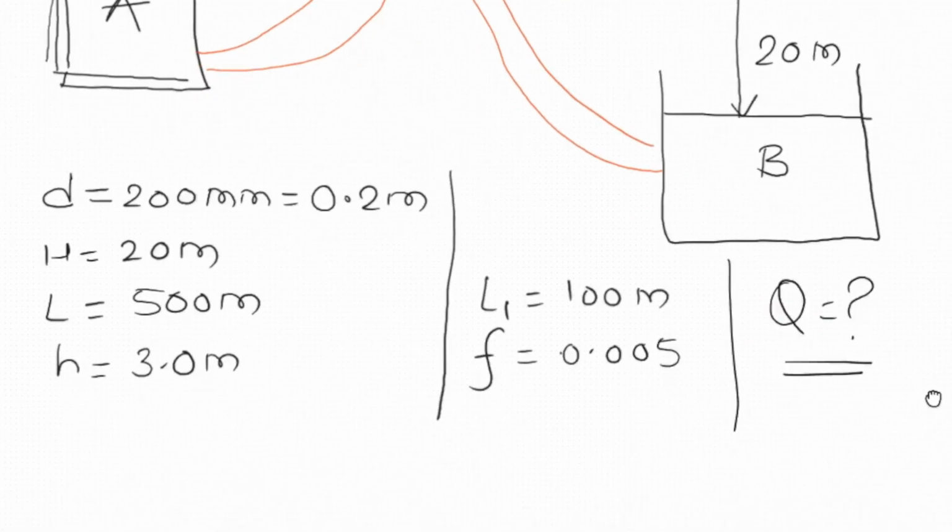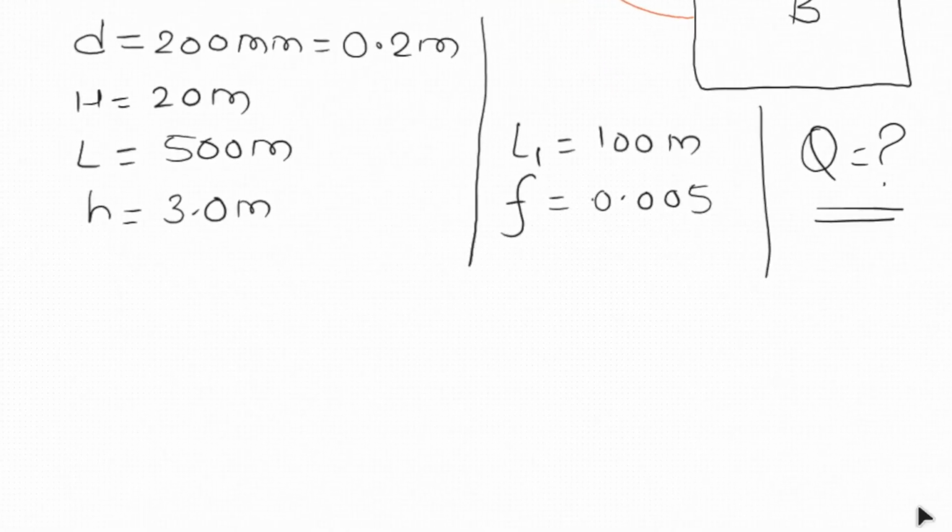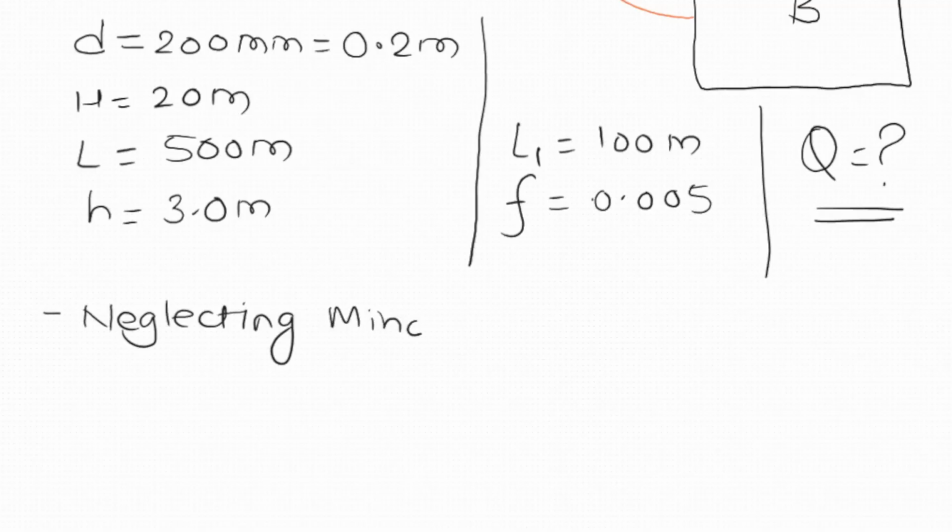Now, understand friends, for numericals related to the siphon, if the things related to the minor losses are not given, we can neglect the minor losses. So, neglecting minor losses, this can be the first statement. That's why, for solving this numerical, let's go to the Bernoulli's equation.